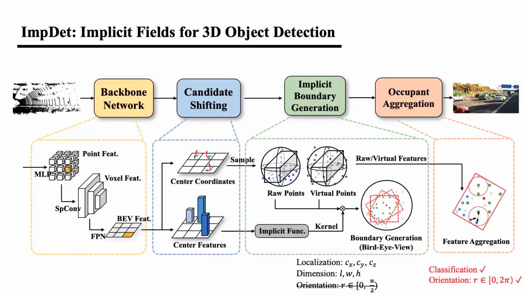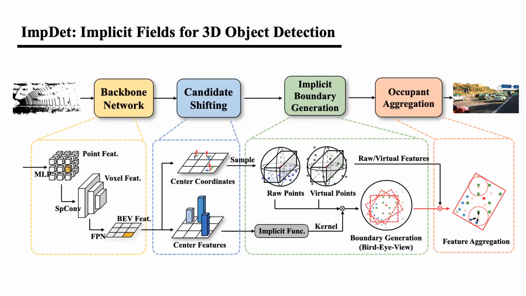So for the last stage, we adopt our grid pooling to make up these features and refine the boxes. We further improve it by reducing the implicit values to enhance the features of internal points and suppress the effect from external points.